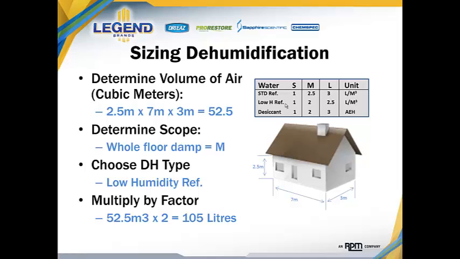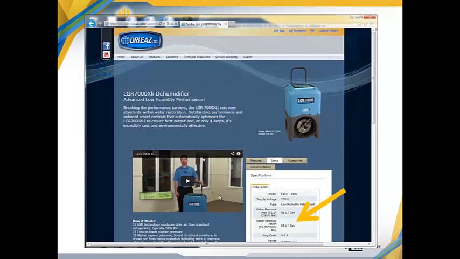Then we choose our dehumidifier type. In this case, we've chosen a low humidity refrigerant. Well, a low humidity refrigerant under a medium scope gives me a factor of 2 liters per cubic meter per day. So this is what the math would look like. I take my cubic meters, multiply by the 2 required per cubic meter, and I come up with 105 liters of dehumidification required. We apply that then by understanding the rating on our dehumidifiers.